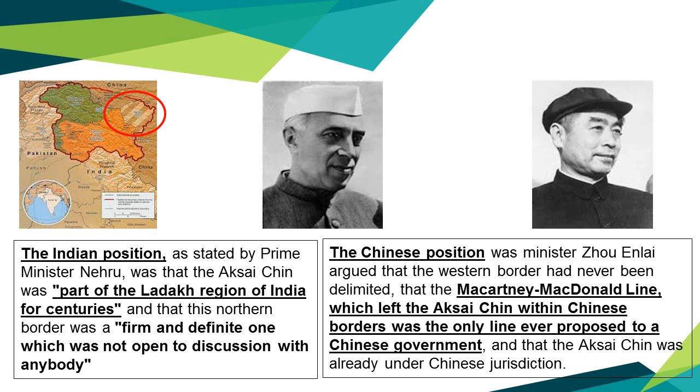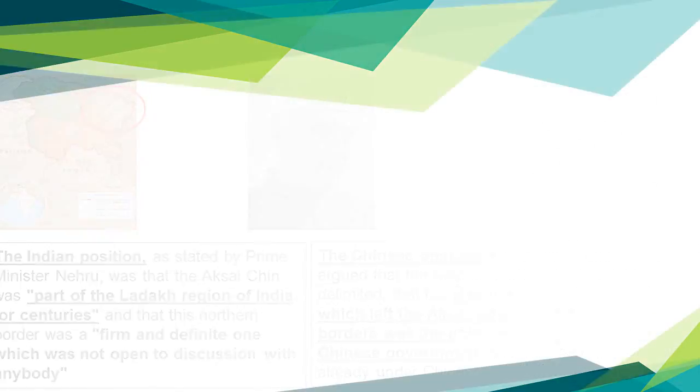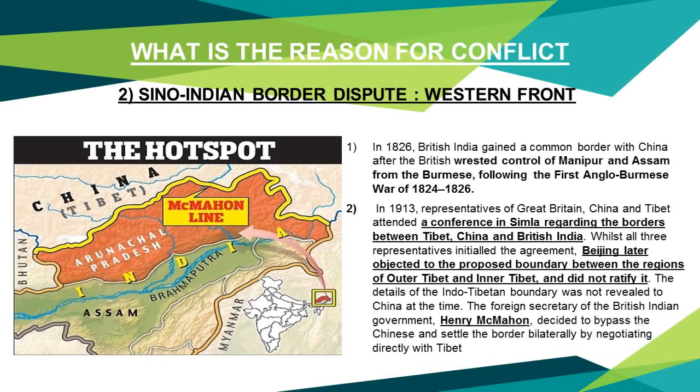In 1826, British India shared a common border with China after Britain acquired control of Manipur and Assam from the Burmese after the First Anglo-Burmese War of 1824. In 1913, the British, Chinese and Tibetans attended a conference in Shimla regarding the border dispute. Whilst all three representatives attended the meeting for the agreement, Beijing later objected to the proposed boundary between Outer Tibet and Inner Tibet and did not ratify it.